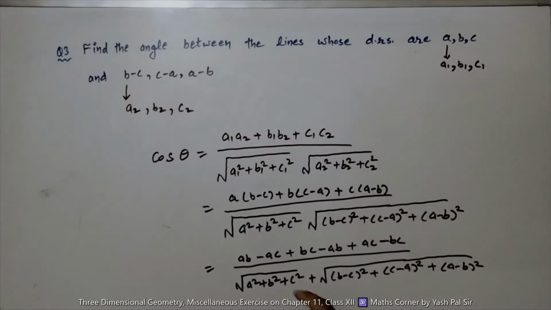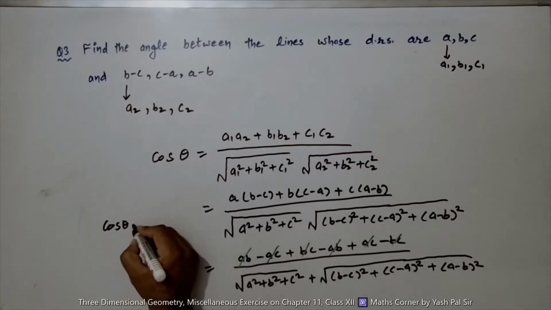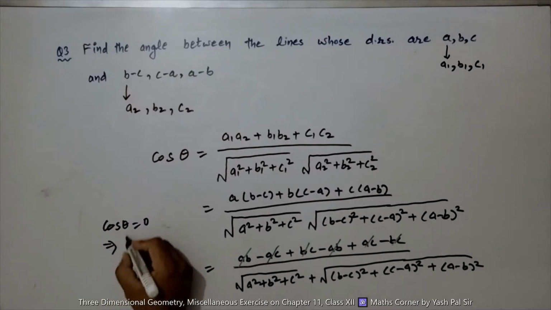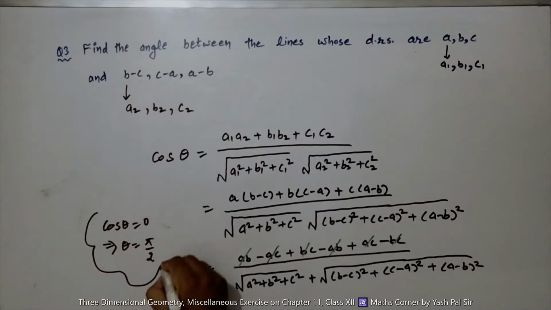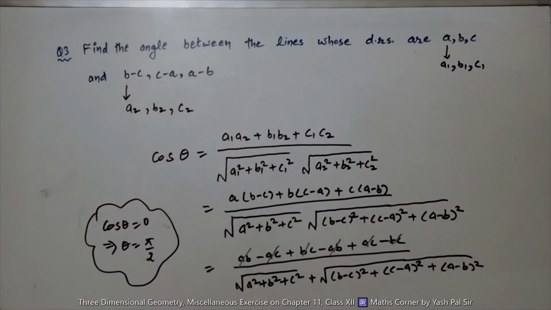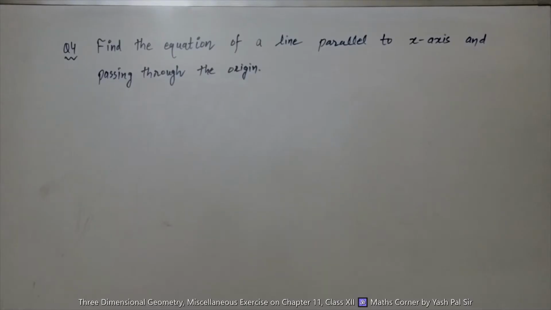So what is the conclusion? We see that in the numerator, ab is in plus and minus, ac minus, ac plus, bc plus, bc minus. So the numerator is 0. 0 upon some finite quantity, the result is 0. So we have cos theta equal to 0. It means theta is equal to pi by 2. 90 degrees is the angle between the two lines.